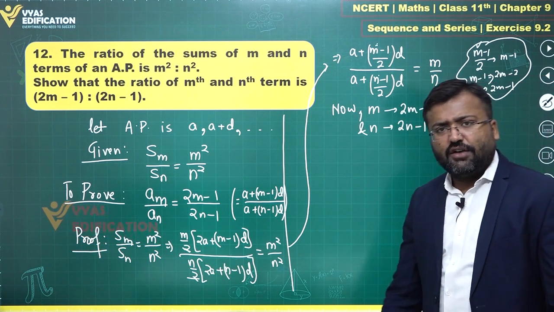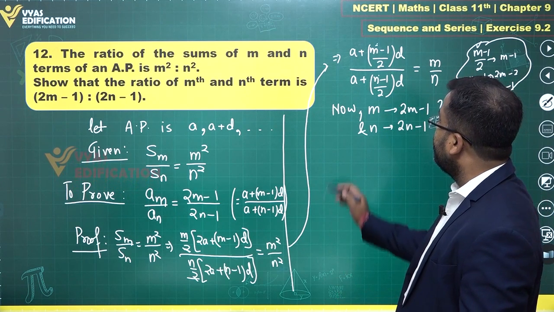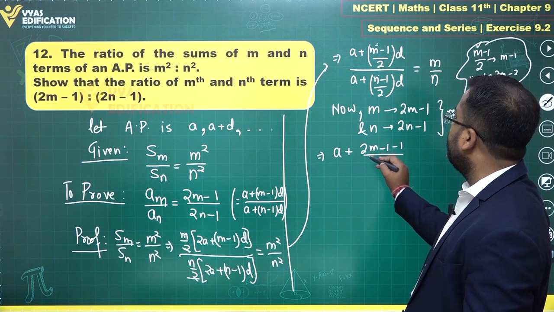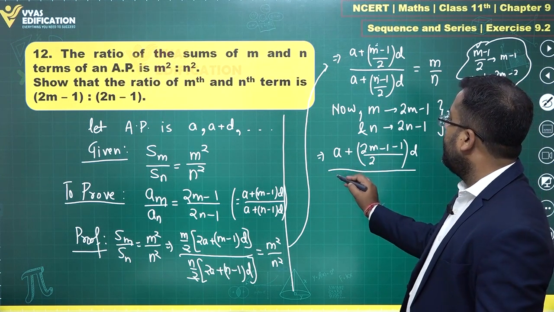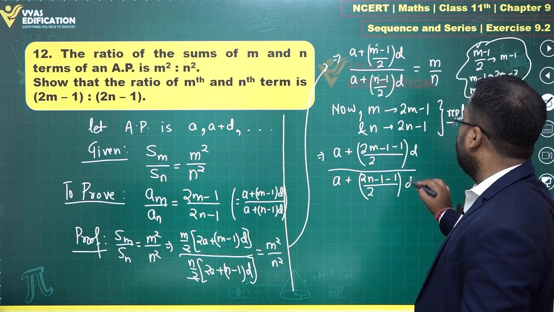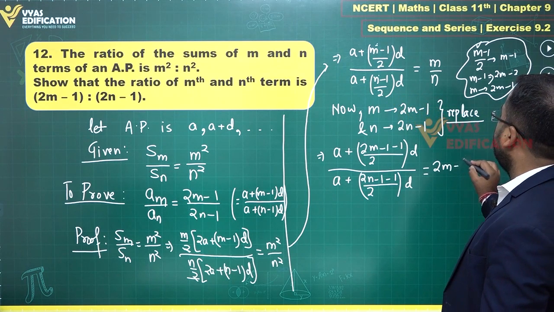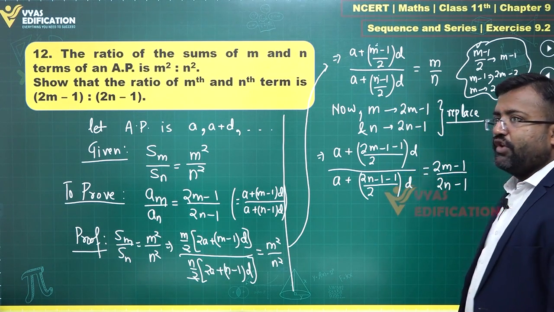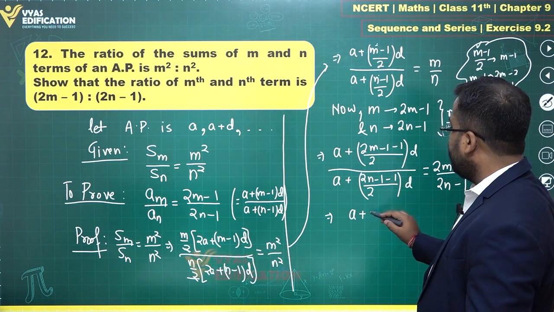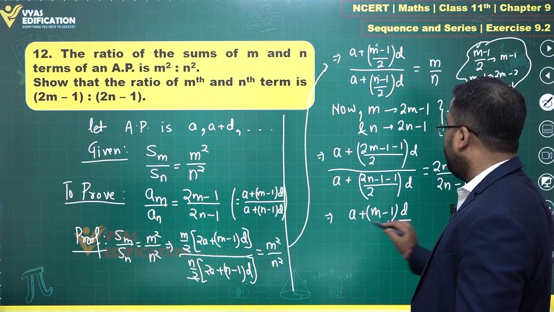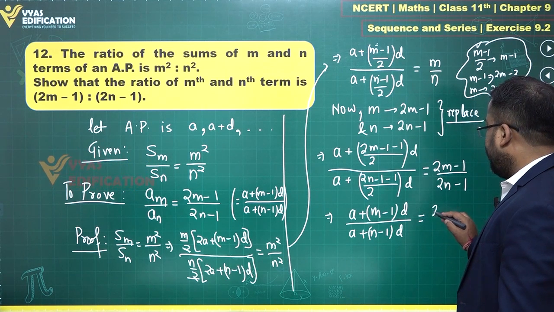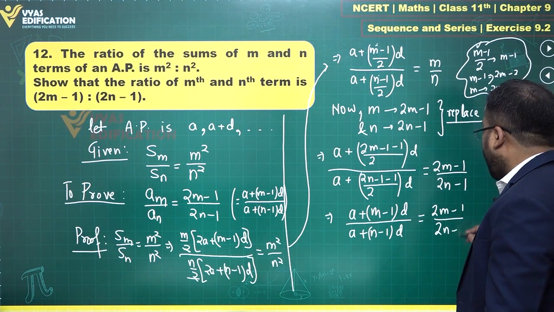Because this is true for all values of m and n, on the left hand side this becomes a plus (2m minus 1)/2 d, a plus (2n minus 1)/2 d. On the right hand side, this becomes 2m minus 1, 2n minus 1. This is what you get. And what is this equal to? A plus (m minus 1)d, a plus (n minus 1)d, and that is equal to (2m minus 1) upon (2n minus 1).